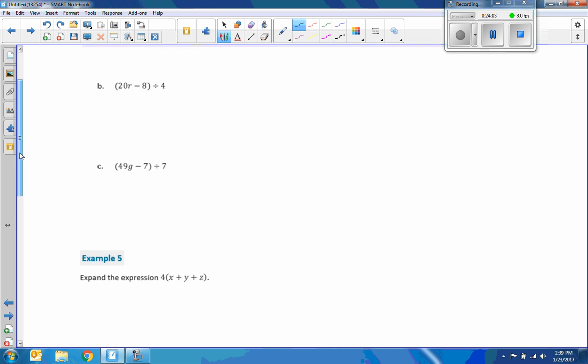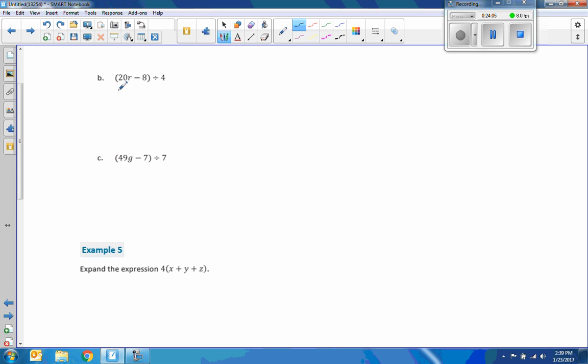Okay, more examples. The first thing I'm going to do is rewrite 20r minus 8. I'm going to change that division to multiplication. I'm going to change the 4 to a quarter. I'm going to distribute. 20 times a quarter is the same as 20 divided by 4, which is 5. R just stays. A negative divided by a positive is negative. And a quarter times 8 is 2.